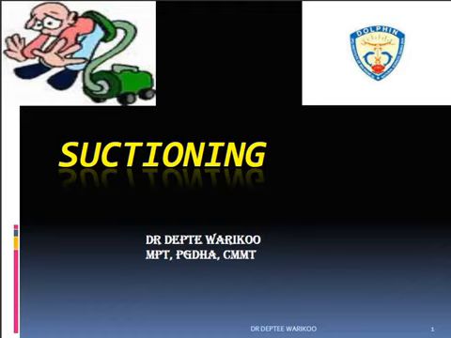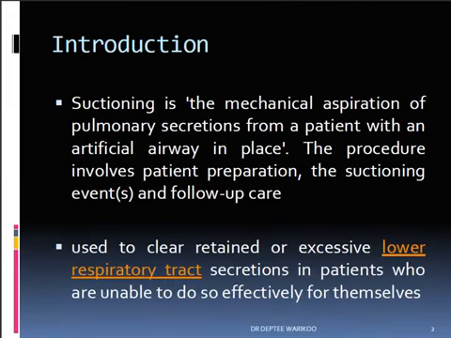Our today's topic is suctioning. Suctioning is basically mechanical aspiration of pulmonary secretions. So this is aspiration of those pulmonary secretions from a patient with an artificial airway in place. The procedure involves you have to prepare the patient and then use the suctioning devices. It is mainly used to clear retained or excessive lower respiratory tract secretions. It is done in those patients who are unable to do that themselves.